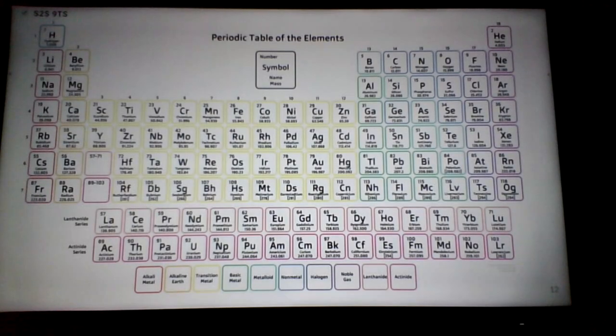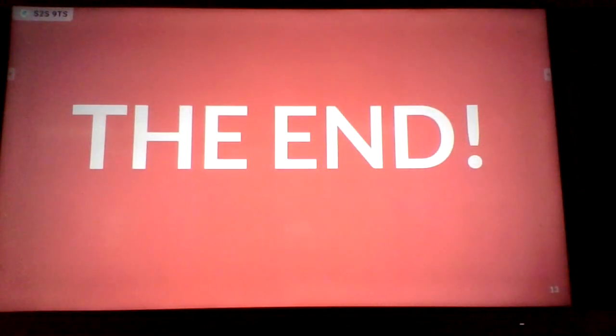Ready? All right, so ends this set of notes. The next time we'll talk more about groups and families and how elements are classified into the groups and families in more detail than we just said.